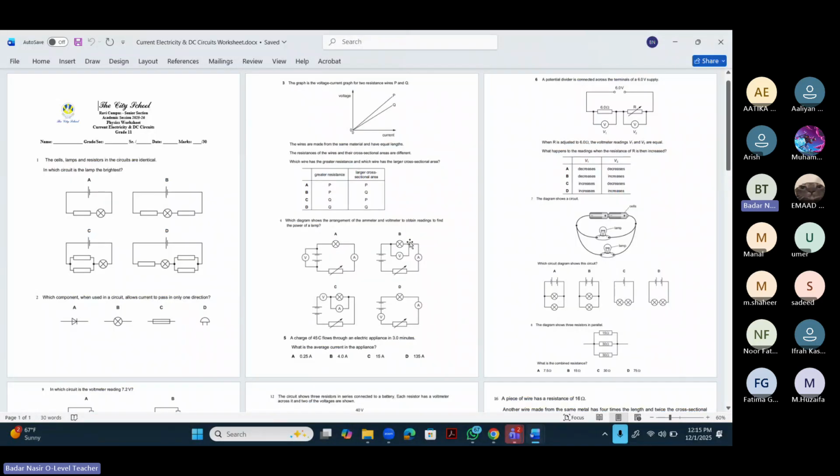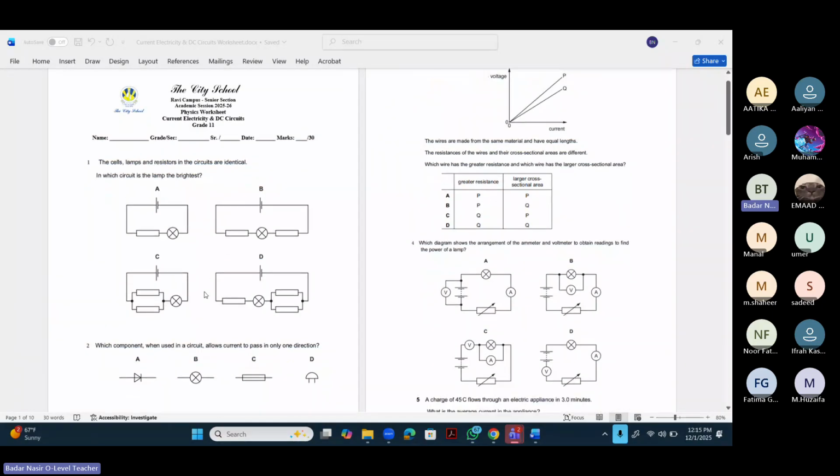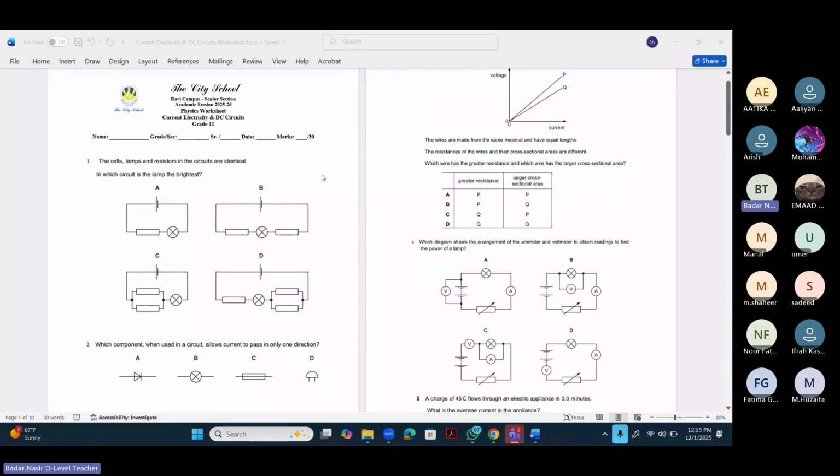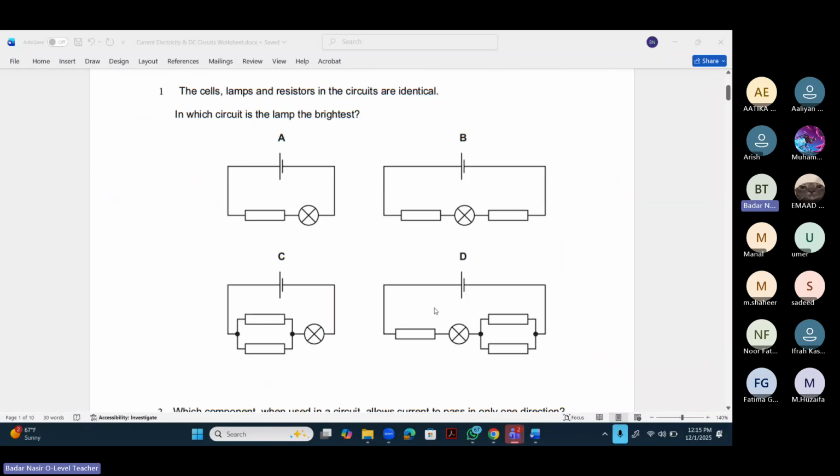So we'll quickly try to go through some of the MCQs. The cells, lamps, and resistors in the circuits are identical. In which circuit is the lamp the brightest? You have a circuit given, and it is asking in which circuit the brightness of the lamp will be the highest.